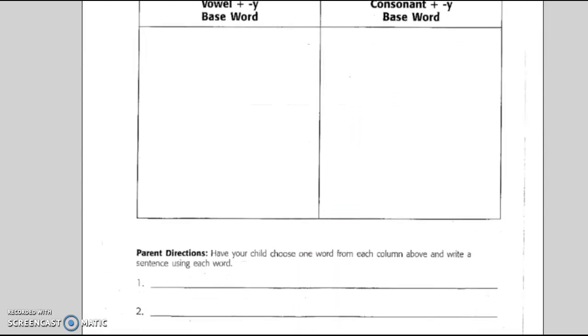Then you are going to choose one word from each column above and write a sentence using that word. So you are going to choose one word that you wrote in this section, and then a word that you wrote in this section, and use those words in a complete sentence. Make sure you start with a capital letter and end with a punctuation mark.